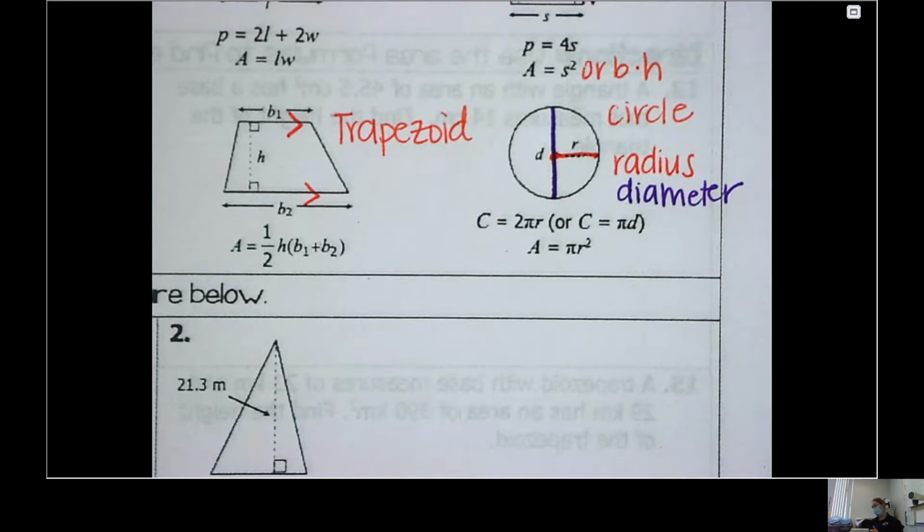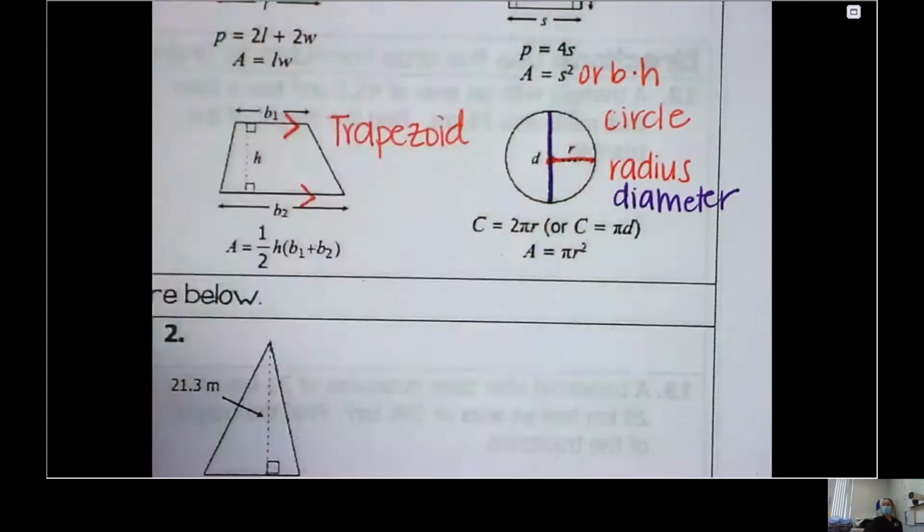Should be really easy. You should go, this is the easiest day we've ever had, Miss DeMasso. I'm going to go, I know. You're going to love it. It's going to be so simple. We're going to take these different formulas. We're just going to plug into the formulas. That's all we're going to do.